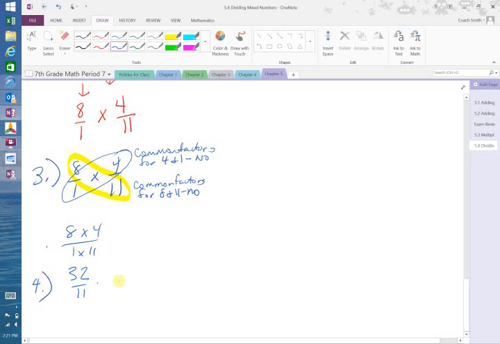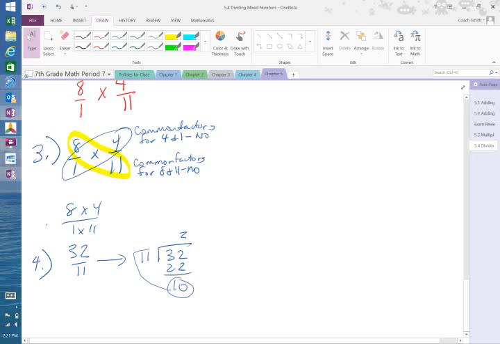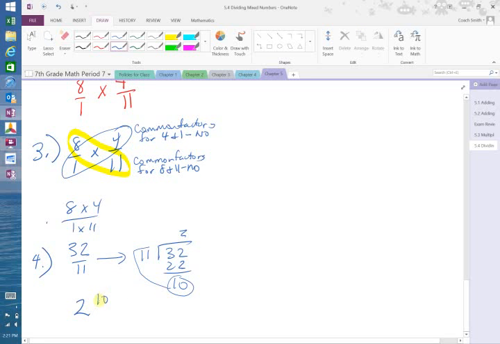Step 4 is we've got to reduce or simplify the fraction. So it's 11 over 32. So 11 goes into 32, goes in there 2 times, be 22, remainder 10, put the 10 over the 11. And that gives me 2 and 10 over 11.